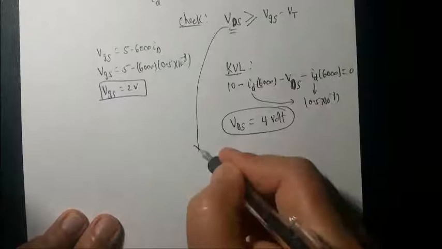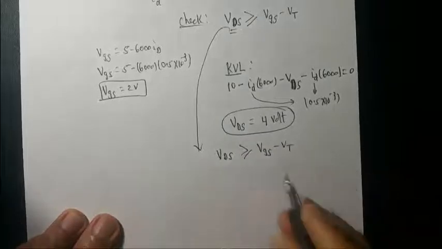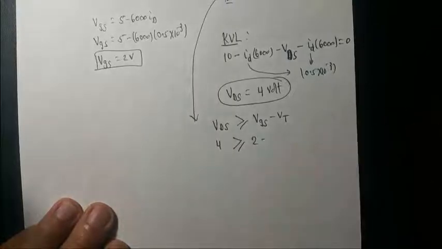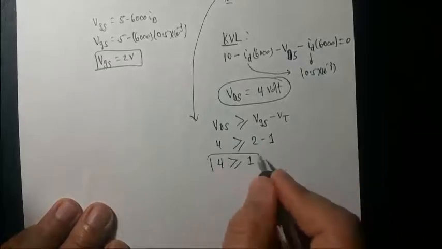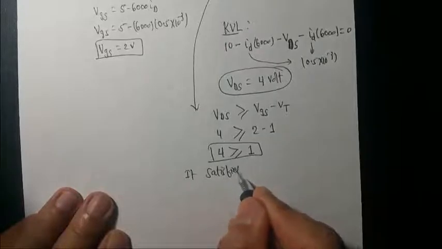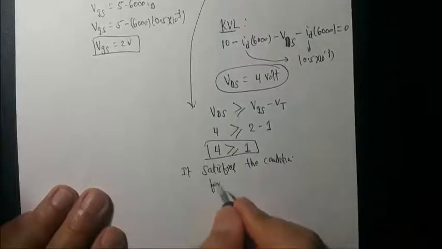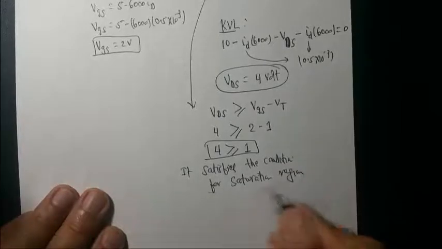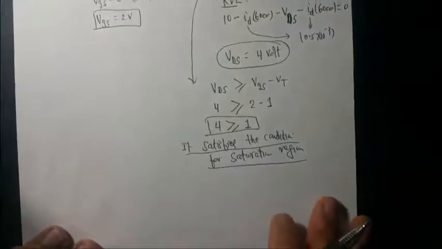And check this relation now. Let's see whether VDS satisfies this condition or not. VDS is 4 volt, VGS we have calculated 2 volt, and the threshold voltage is 1 volt given. So 4 volt is greater or equal to 1 volt, so it satisfies the condition for saturation region. Okay, and our assumption that the transistor is in saturation region is consistent.